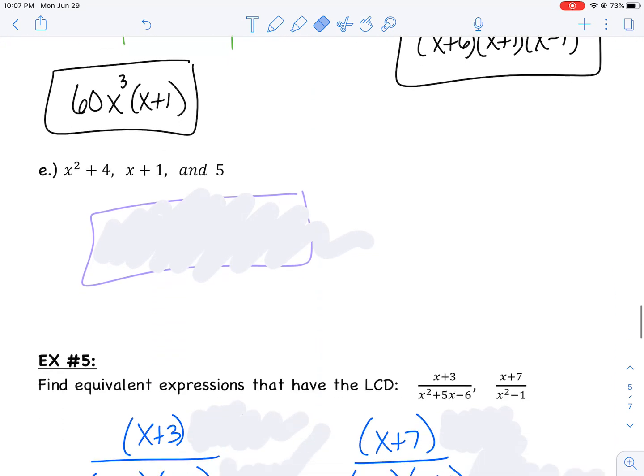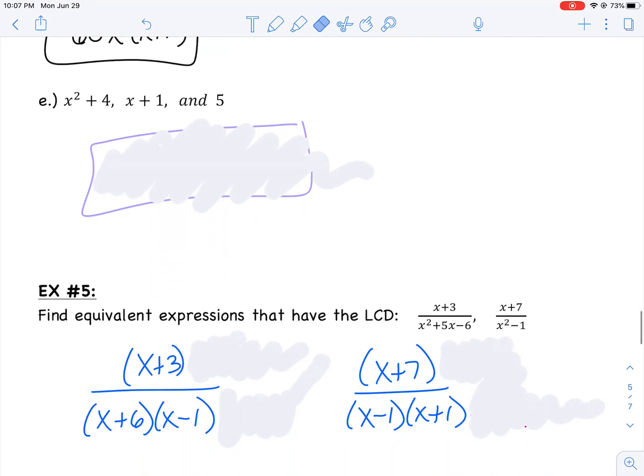All right, last one, trying to trick you. This first one has an x squared plus 4. Be careful, that cannot be factored, so that's it. They're connected with a plus or minus sign, so that's one factor. The x plus 1 can't be factored. It's connected with a plus or minus sign, so that's one factor. And then we have a 5.